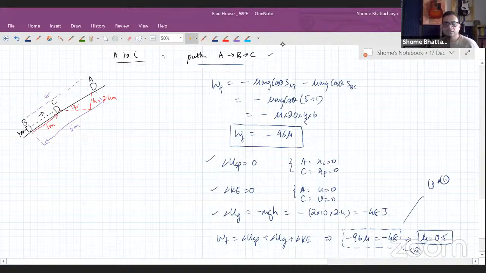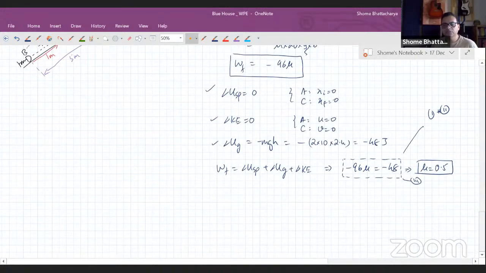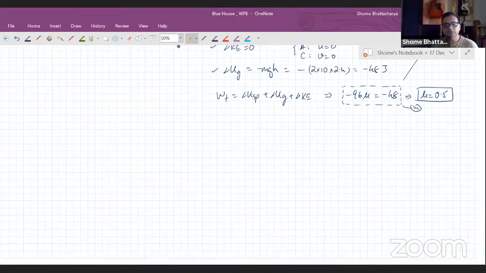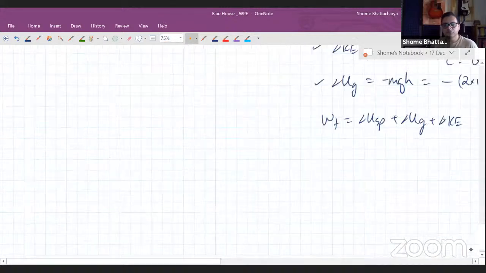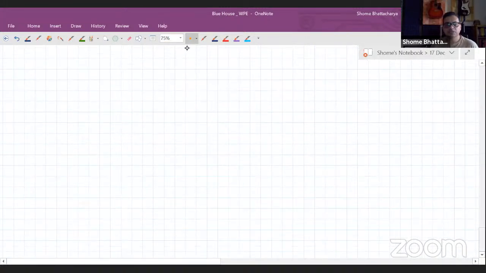Okay, so as I said, this is a very key problem to understand systems where we are dealing with springs, gravitational potential energy and friction together. Now we'll do one more example of an application of spring potential energy before we move on to other things.